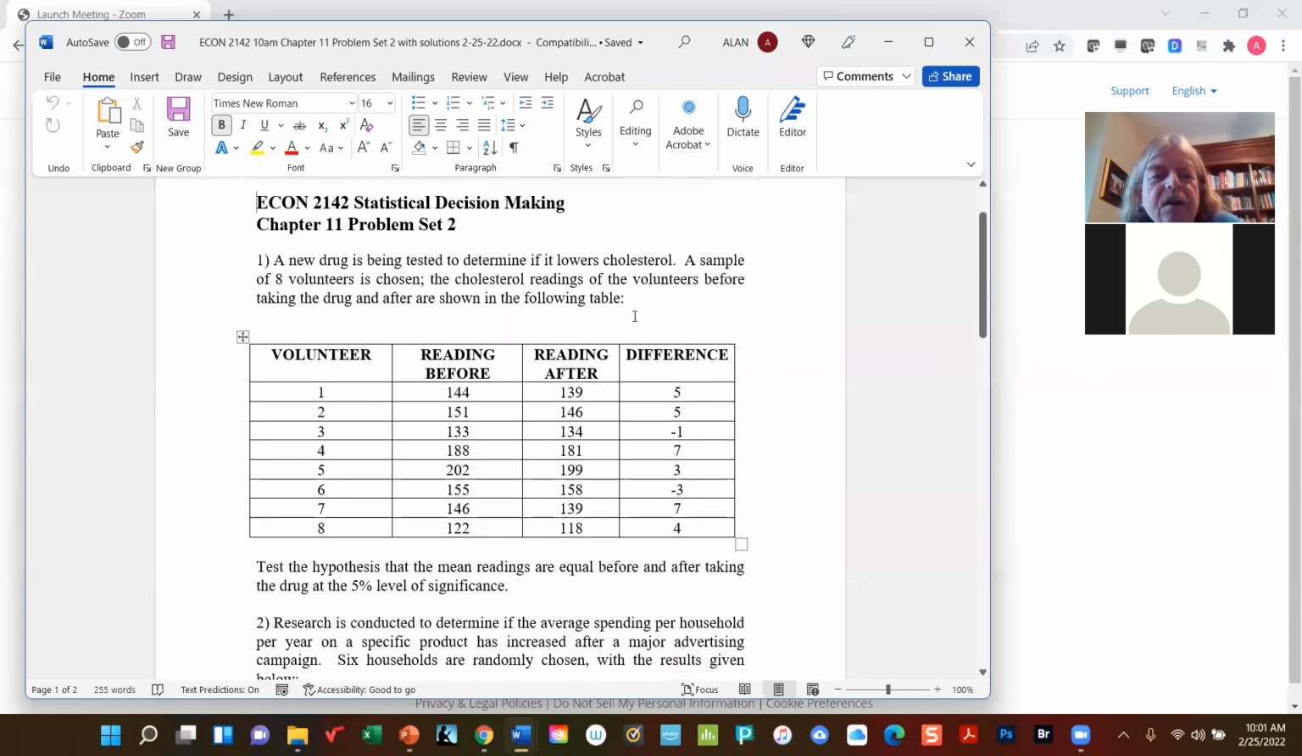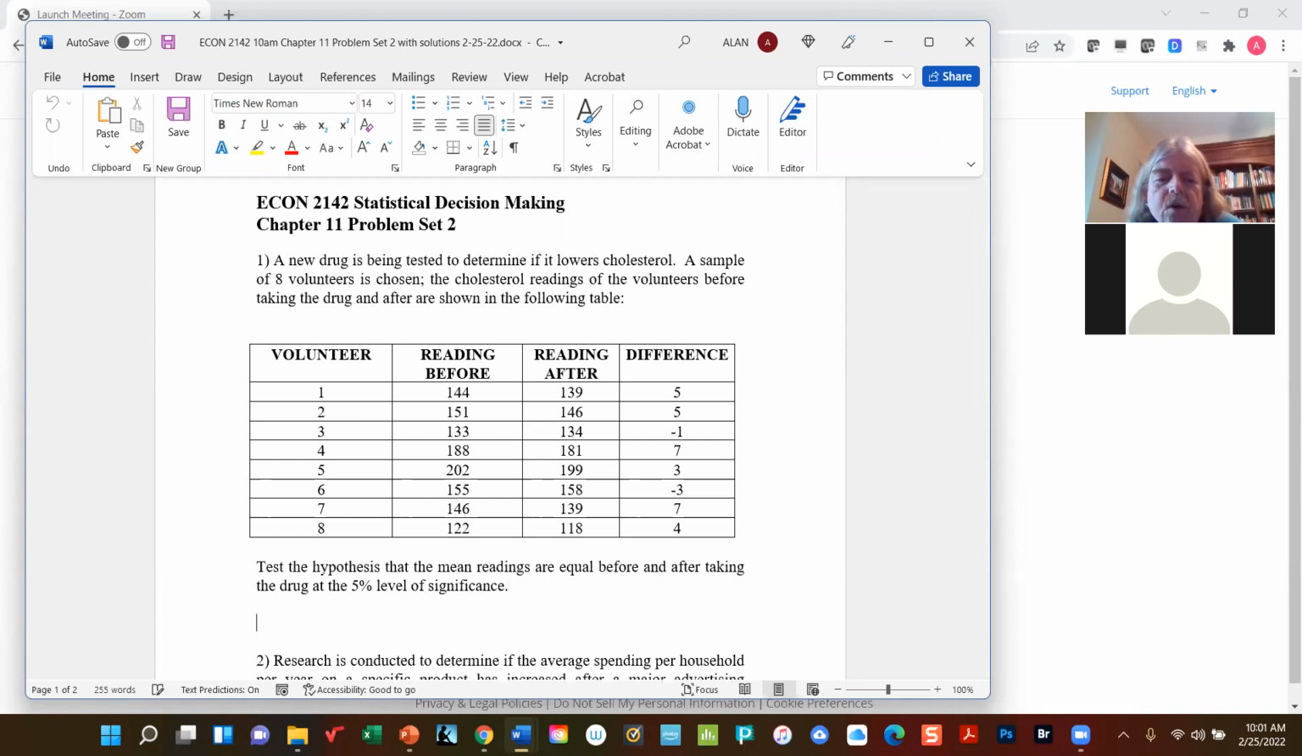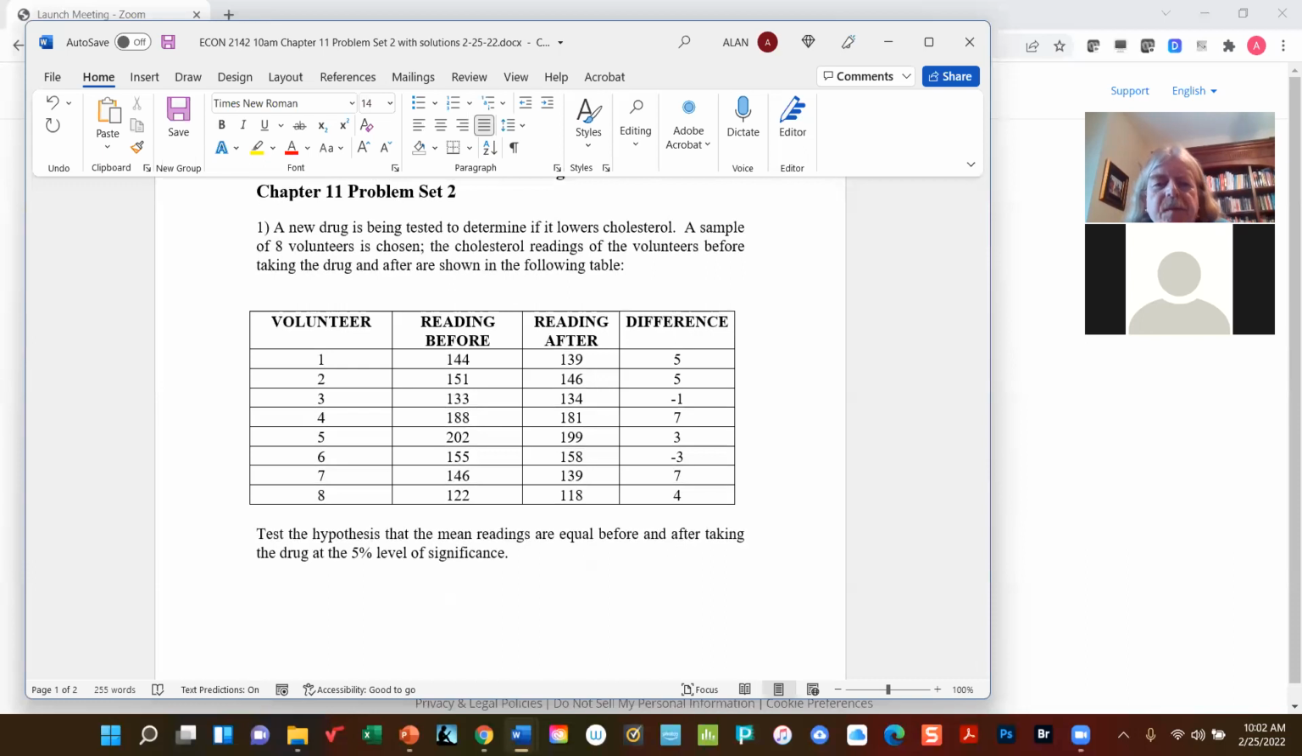So here we go. You can tell right off the bat that this is a different type of problem than what we were doing in the first problem set. I mean, you can see there's a table here, and there's a reason for this table being here. They're giving us the raw data for this experiment. A new drug is being tested to determine if it lowers cholesterol. A sample of 8 volunteers is chosen. The cholesterol readings of the volunteers taking the drug, before and after, are shown in the table.